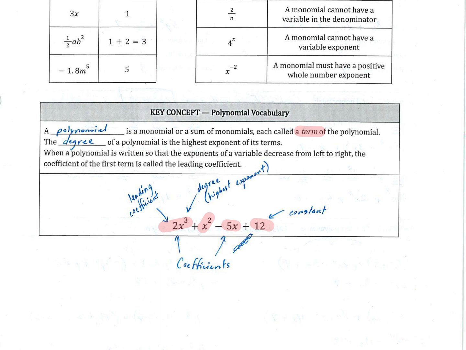Some other important vocabulary is the leading coefficient. The leading coefficient is the number in front of the exponent with the highest exponent. The highest exponent we call the degree of the polynomial. Now I mentioned exponent because in this case the 2 and the -5 are both exponents. The last vocab term is constant. 12 is a constant. It does not have a variable.